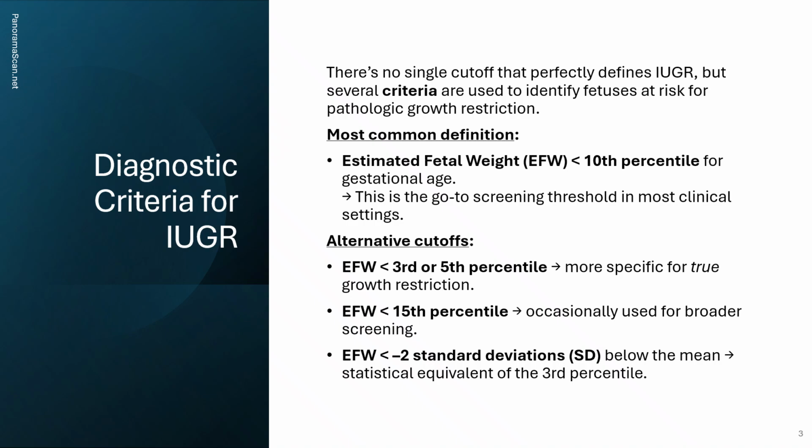There are also alternative cutoffs depending on clinical context. Estimated fetal weight below the 3rd or 5th percentile. This is more specific for true growth restriction. Estimated fetal weight below the 15th percentile. This is sometimes used for broader population screening. Estimated fetal weight less than 2 standard deviations below the mean, statistically equivalent to the 3rd percentile.